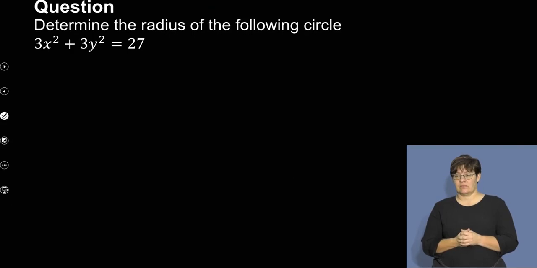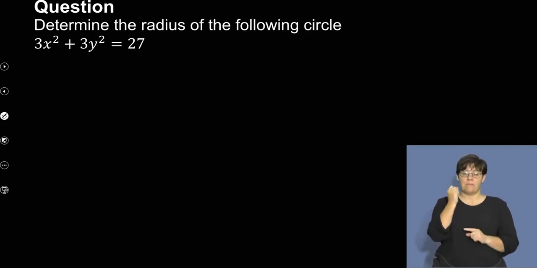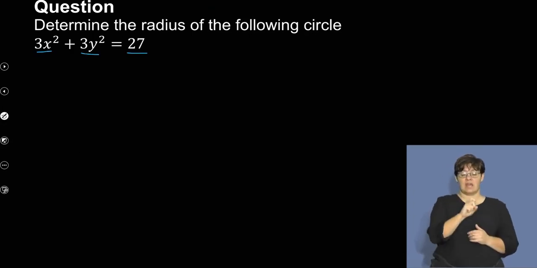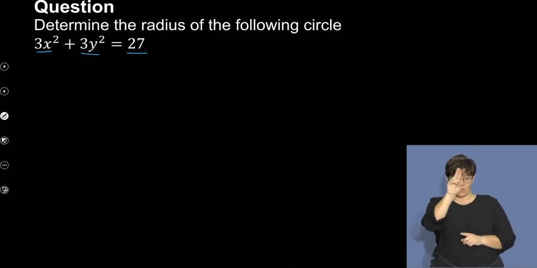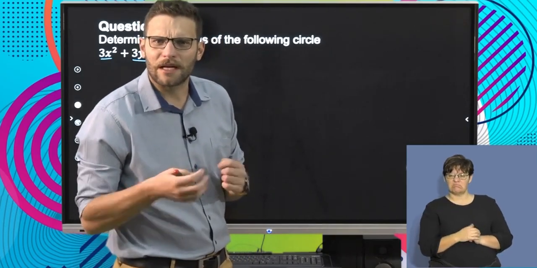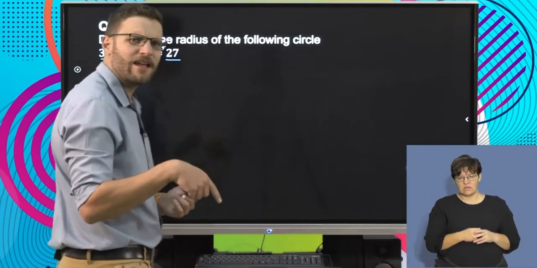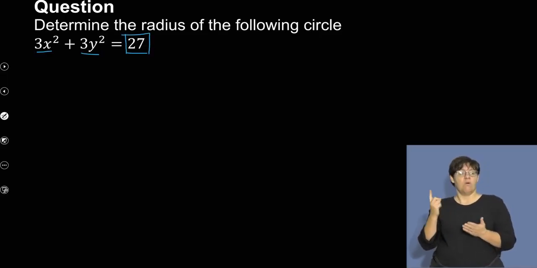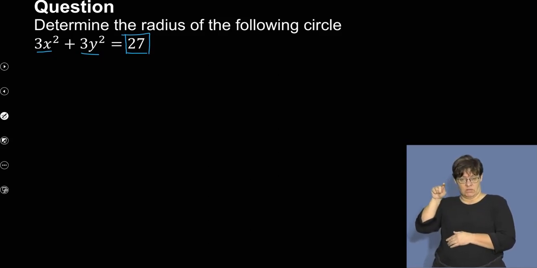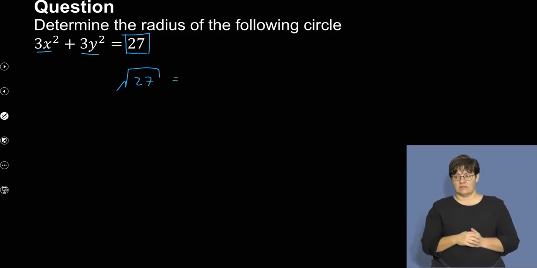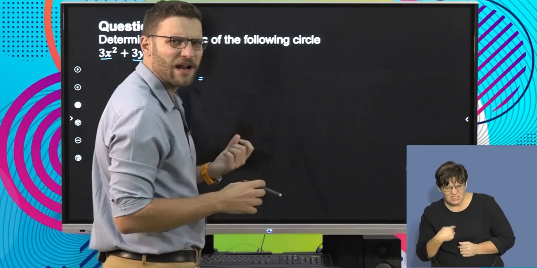Our next question says, determine the radius of the following circle, and they've given me the equation of a circle, 3x squared plus 3y squared is equal to 27. Now, at first glance, this question looks quite straightforward, right? What did we say is that the radius was always going to be the square root of the constant, of the number. And so all I'm going to go do is square root 27, and is that right? Am I on the right track here?